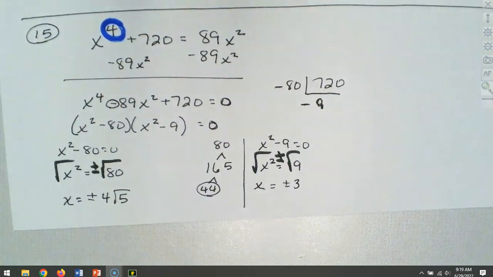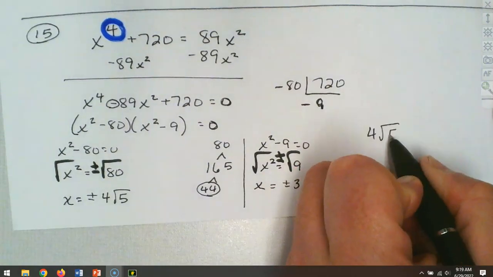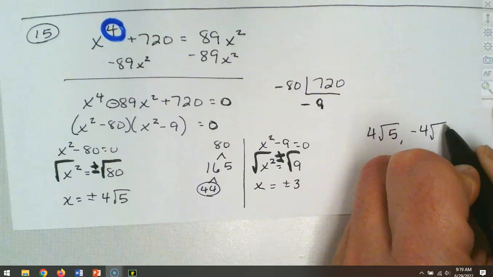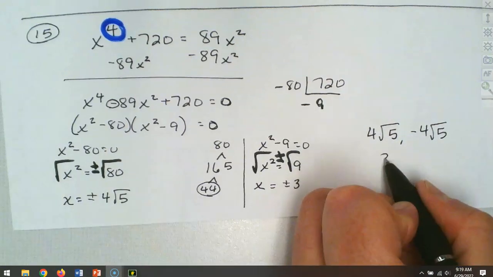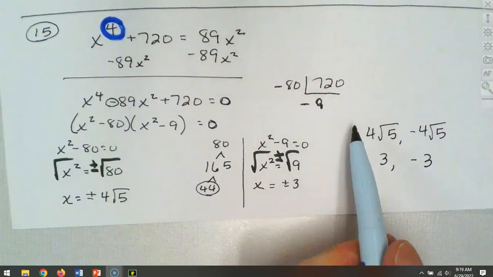We've got 4 solutions, and I'm going to list them out. So we have 4 square root of 5. We've got minus 4 square root of 5. We've got 3, and we've got a minus 3 as well. So we actually have 4 solutions.